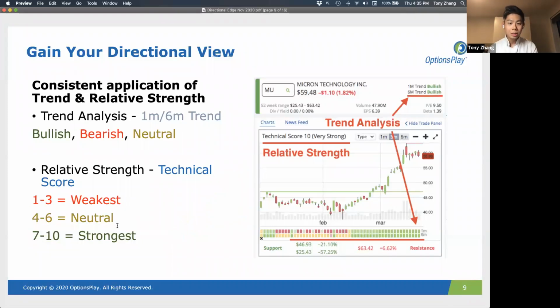So when you're using these two tools, the key here is not necessarily which indicators we use or how we use them. It's the fact that we have a consistent way of using them day in and day out, so that you get a consistent reading of the trend of the stock itself and the relative strength compared to the broader market. Does that make sense to everyone?